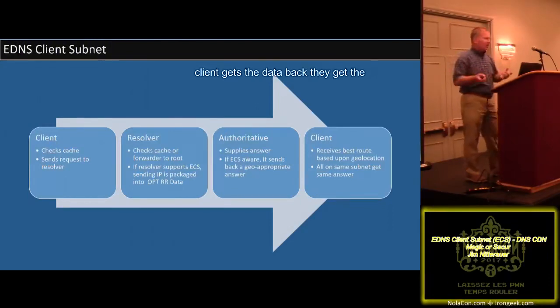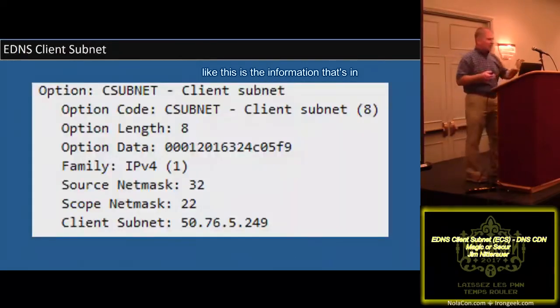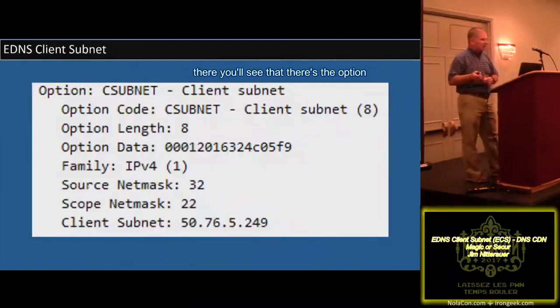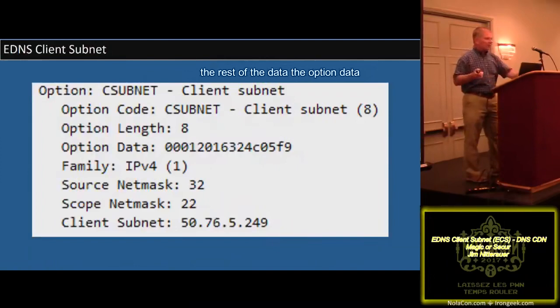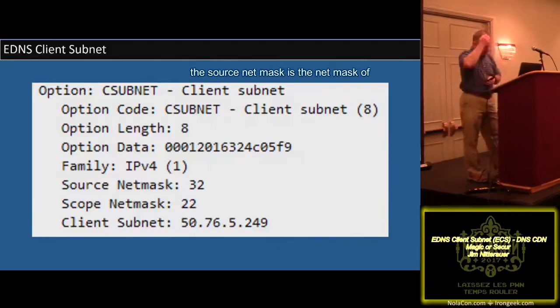So when the client gets the data back, they get the data that's supposed to direct them to the geolocated site that's nearest to them. Here's what one of these packets looks like. This is the information that's in there. You'll see there's the option code 8, and it tells you the length. The rest of the data, the option data, family, source, scope, and subnet, is all of the data that's put in the packet.